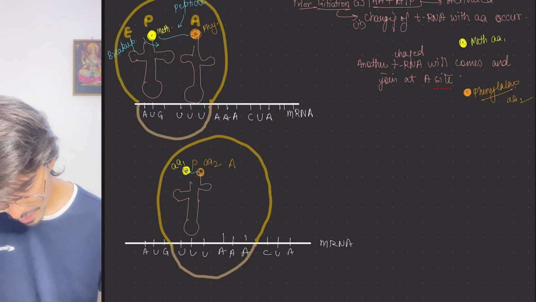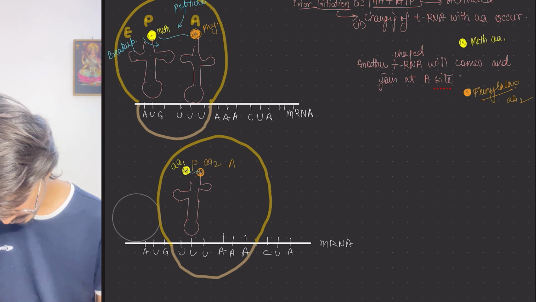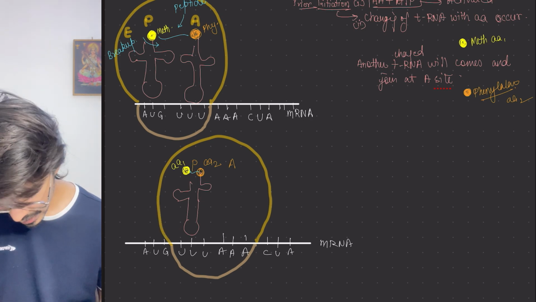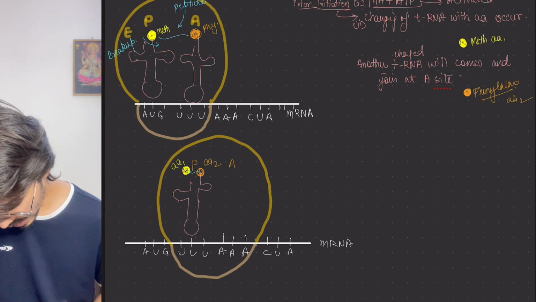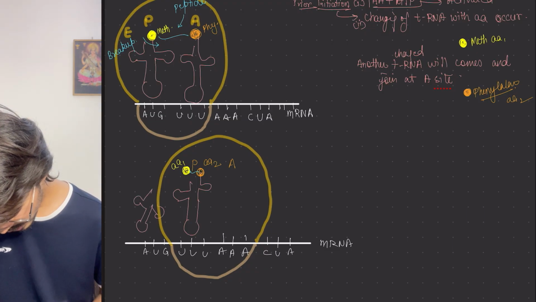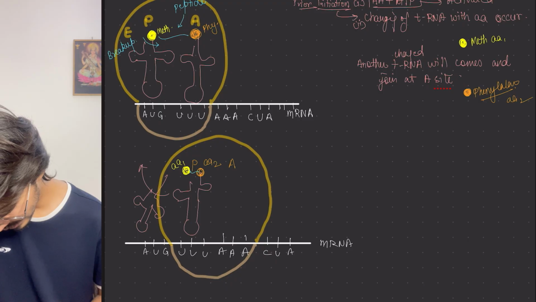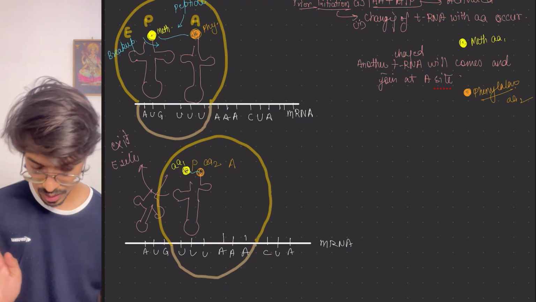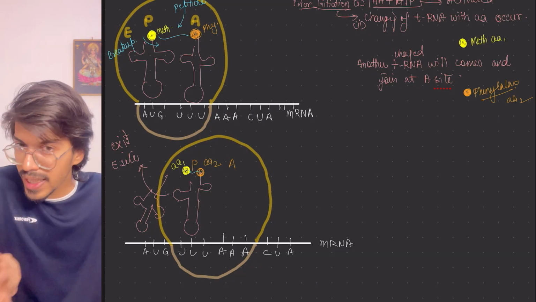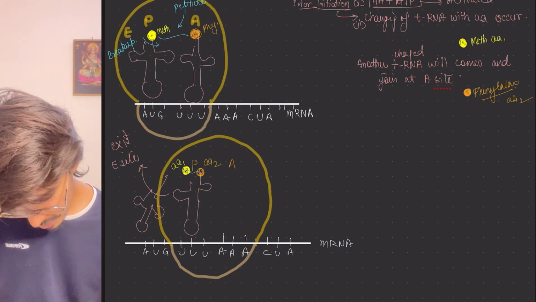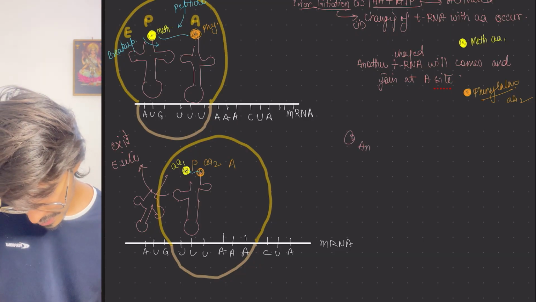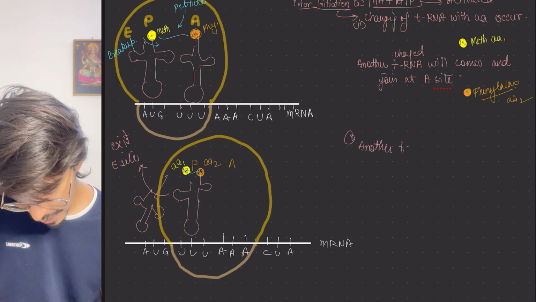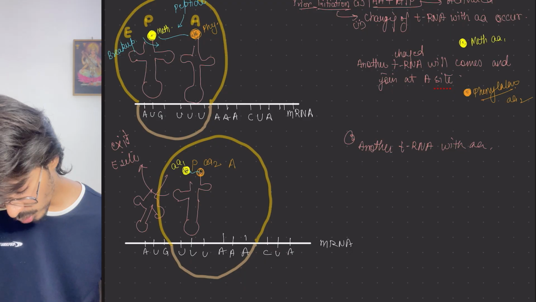Whereas what happened with the first tRNA? The first tRNA meanwhile will exit. It leaves from the E site. So E is the exit site. Meanwhile, the A site is again free. So another, third amino acid, another tRNA with amino acid will come and it will join here.